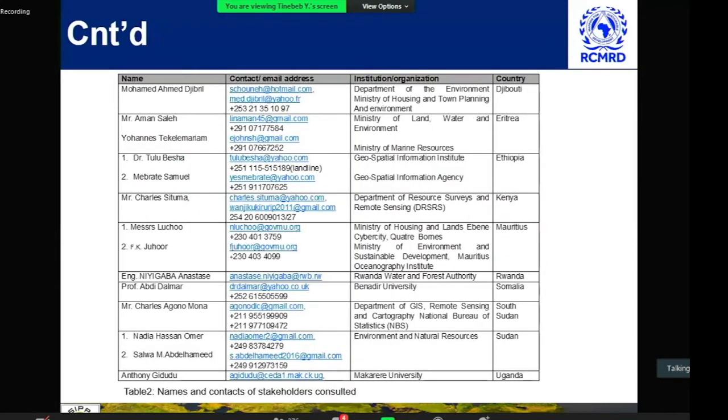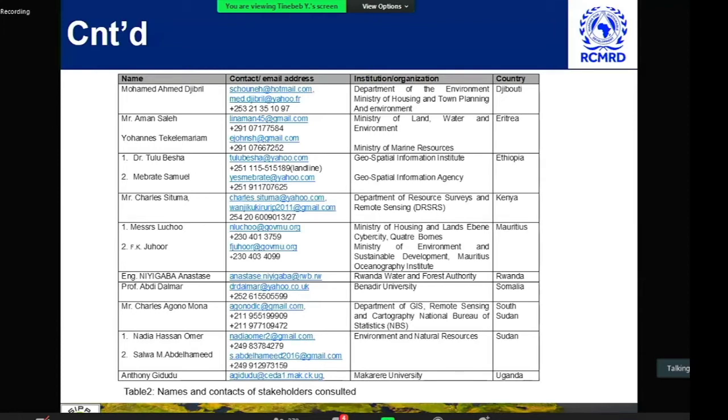So when we do stakeholder mapping or stakeholder engagement, we have a focal person for each country that we have tried to display here by their name, contact, and their institution. For example, for Ethiopia, we have the institution of the Spatial Information Institute, and then the Spatial Information Agency.